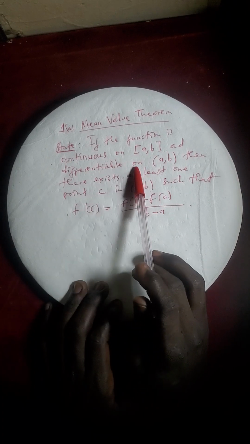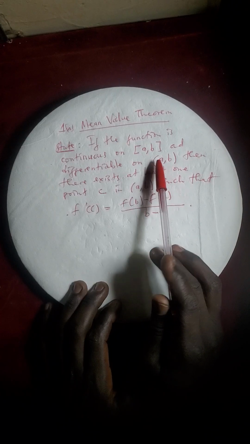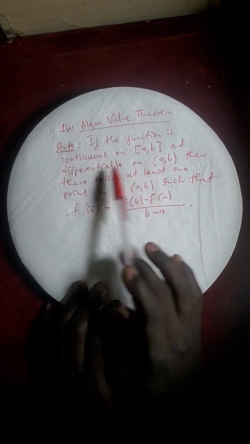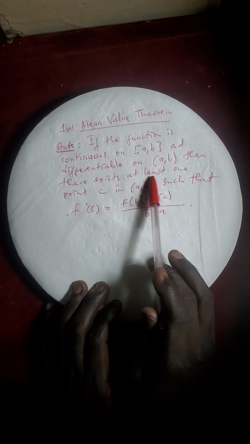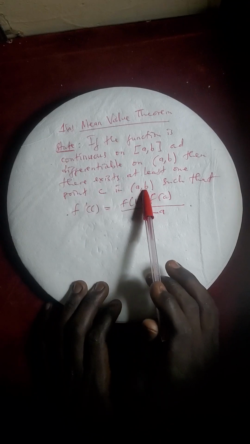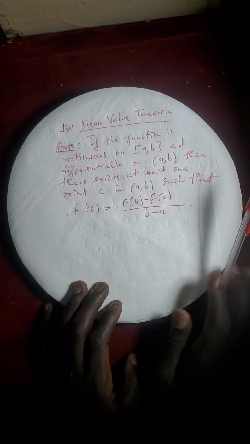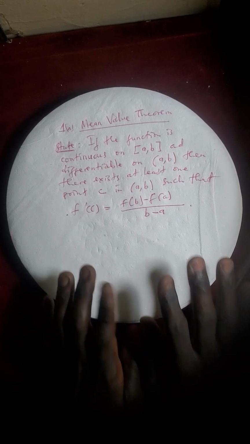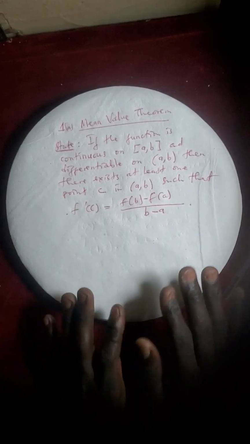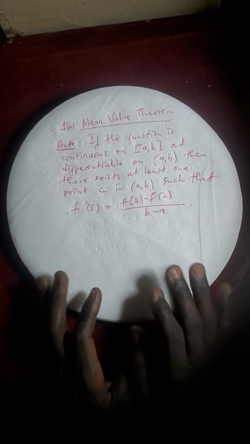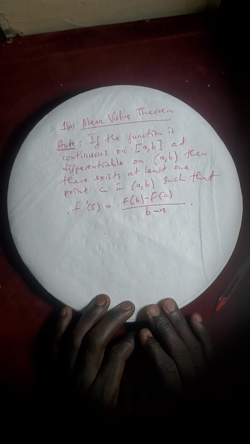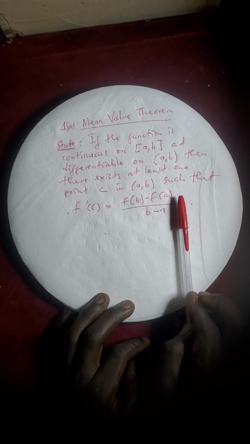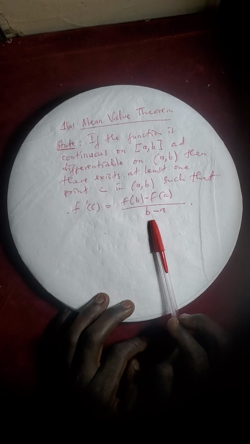And differentiable on the open interval, these are called open intervals, which are just curved brackets. Then there exists at least one point C in the open interval, meaning it is between A and B. Such that when you differentiate the function and replace the C, you are expected to have f of B minus f of A, everything divided by B minus A.